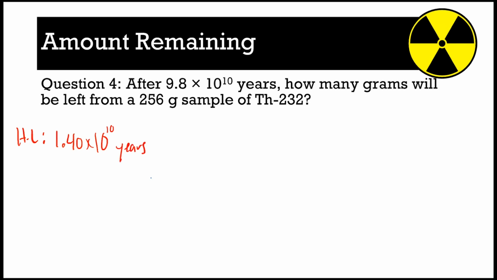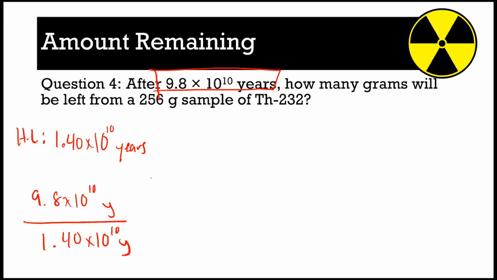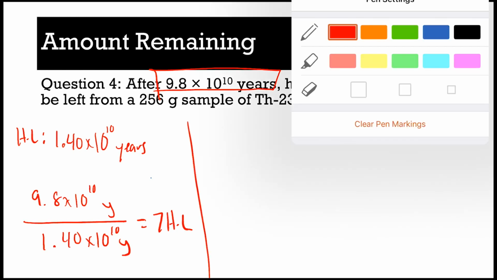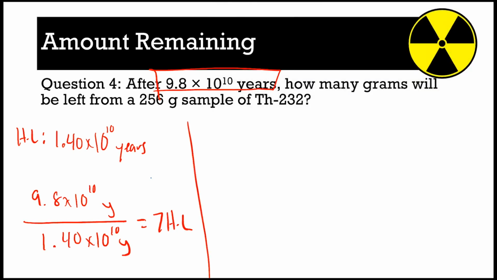Okay. So we want to figure out how many half-lives occurred, so you take the total time that went by, according to the question, 9.8 times 10 to the 10 years, over the length of a half-life, 1.40 times 10 to the 10 years, and that shows us that 7 half-lives occurred. So, same way we've been doing them.